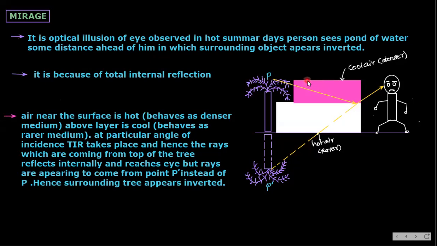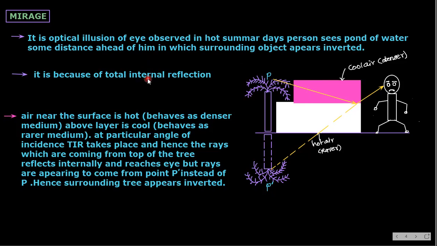Particularly, many animals will feel this optical illusion. They will feel that water is there, but water is not there. Understand? As they run and reach near it, there is no water. Okay. So why is it, and what is this phenomenon? That is nothing but this mirage. It is an optical illusion of the eye observed on hot summer days. A person sees a pond of water some distance ahead of him, in which surrounding objects appear inverted.